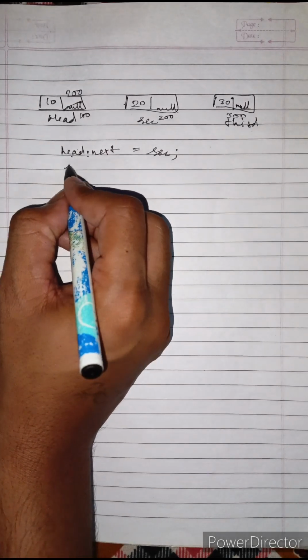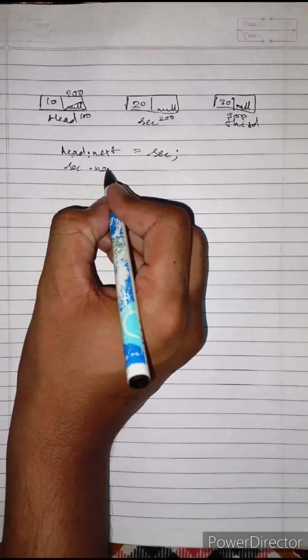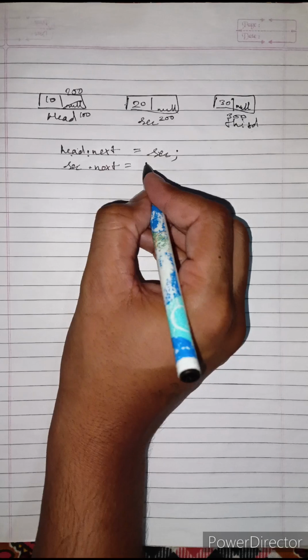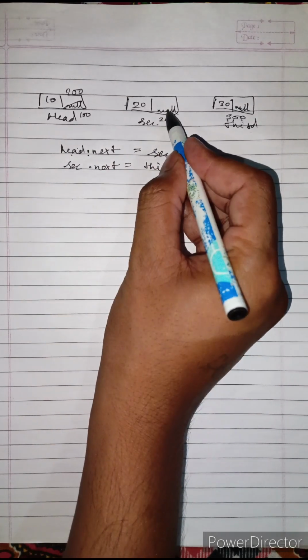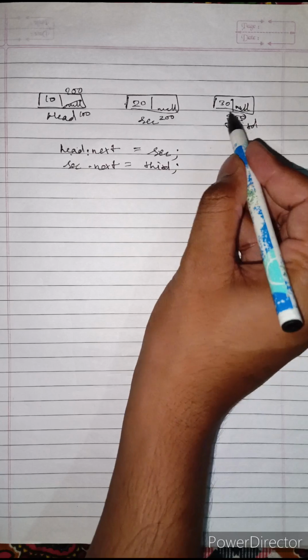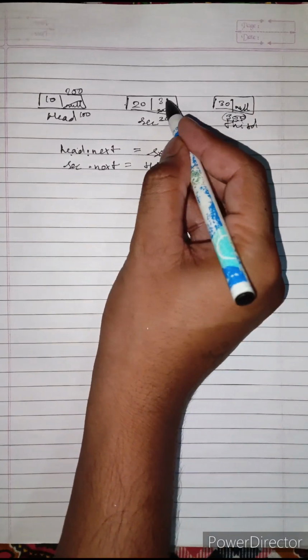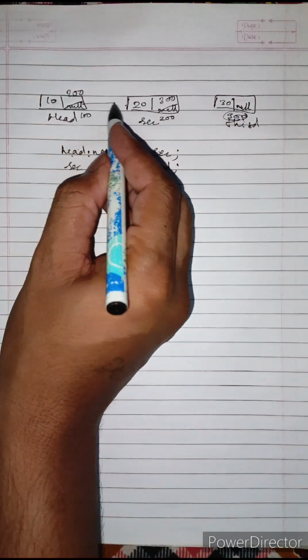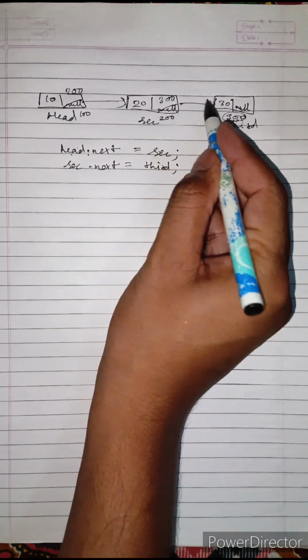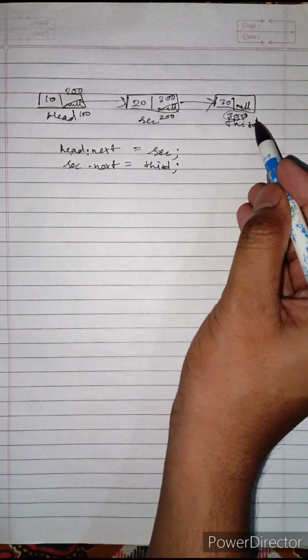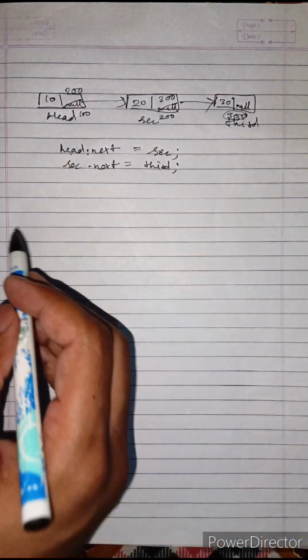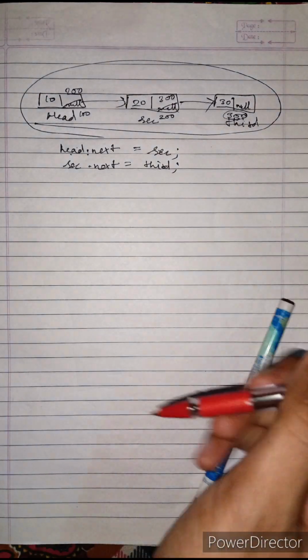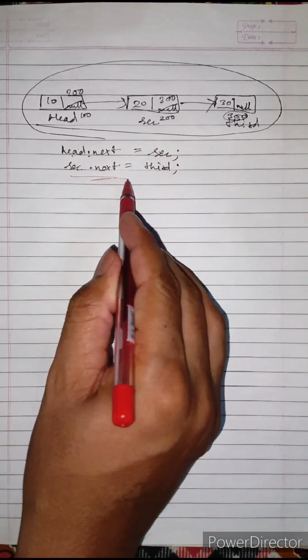Okay, then the second node's next stores the third. So second dot next, this, and store the third address. So it will cut null, it will store 300. It's connecting like this. And the third node we are not going to connect with any node, so it will be null. So you can see that now all 3 nodes are connected to each other using this logic.